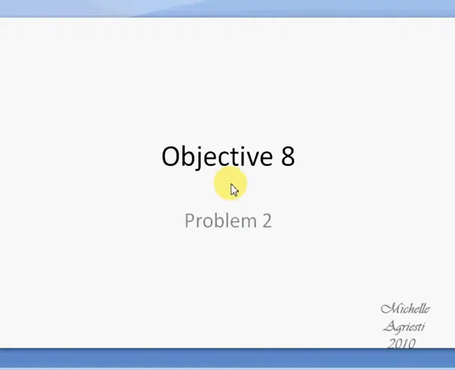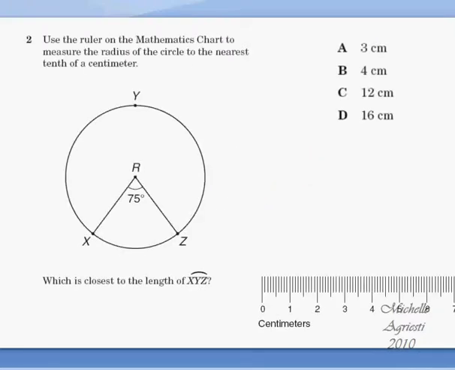This is the second problem from Objective 8. Use the ruler on the mathematics chart to measure the radius of the circle to the nearest tenth of a centimeter. Which is the closest to the length of arc XYZ? So we're looking for the arc XYZ, so it starts here and goes all the way around.